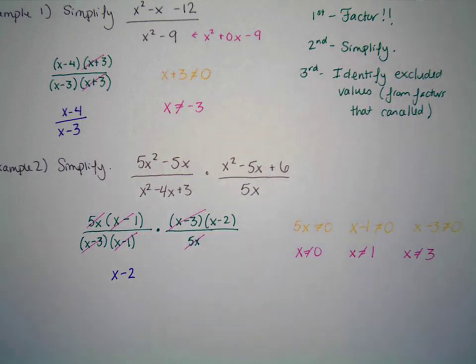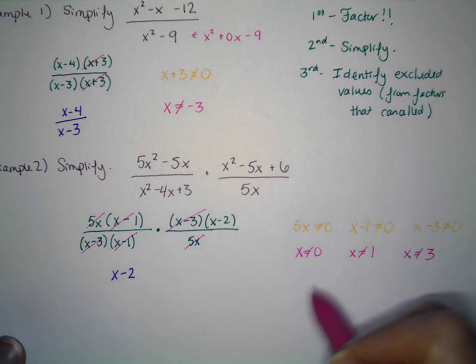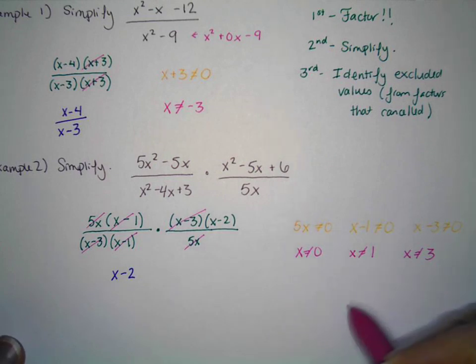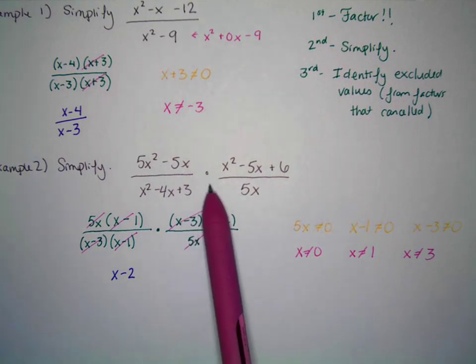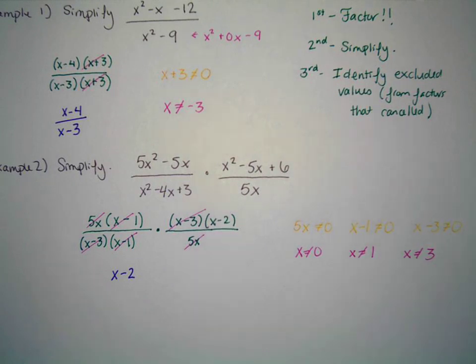If you want to save a little bit of time, you could just write that x cannot equal 0, 1, 3 and not write them out as 3 separate things if you would prefer. In your book, sometimes instead of saying simplify, the directions are going to say find the product. They're just pointing out the fact that it's a product. There's a multiplication symbol in the middle. But what you do is the same, regardless of whether it says simplify or find the product.